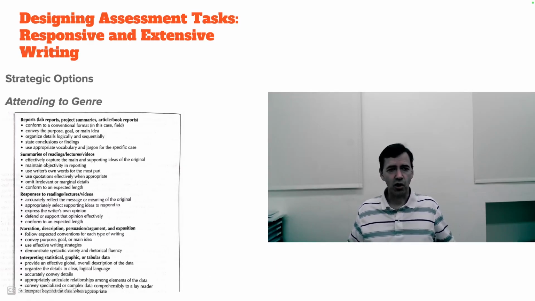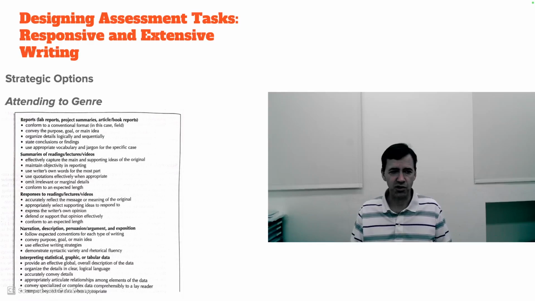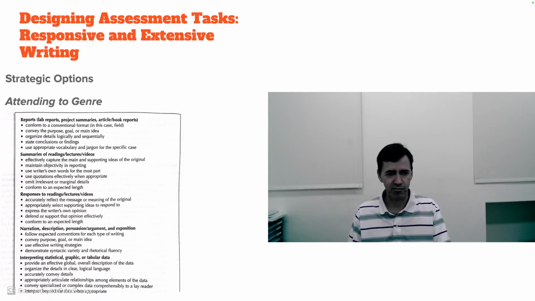Okay, the next one though could be attending to the genre. And I put some examples here. Like, for example, if you're having students do a summary of a reading or a lecture or a video, then you can assess directly, did they effectively capture the main supporting ideas? Did they maintain objectivity in reporting?